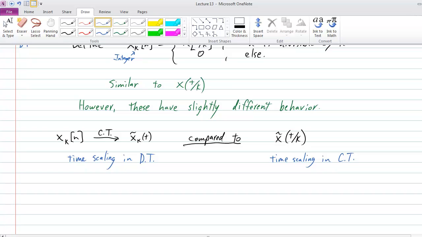Okay, let's move on. So now we're going to get to the sampling. Okay. So here is our idea of sampling. In continuous time, you can think of sampling as the following. Let's say the sample frequency, we'll call f sub s.